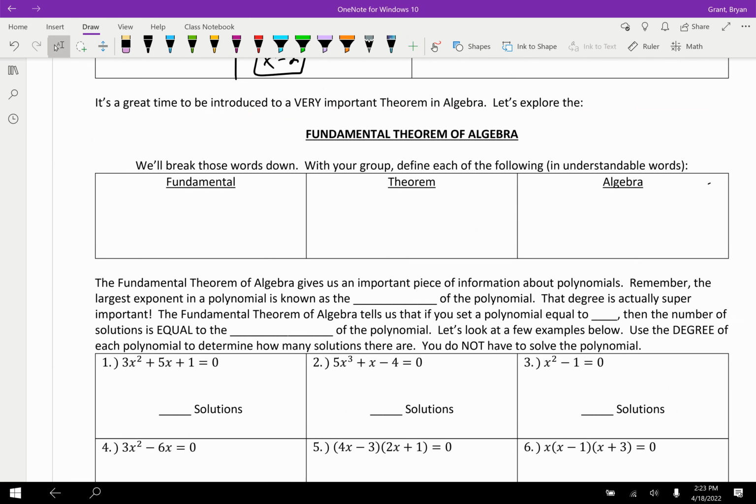We're going to explore the fundamental theorem of algebra. Now, having taught this a few times in the past, I realize that out of the 4 words here, fundamental theorem of algebra, my students are very familiar with the word of and a little less familiar with the other 3. So what I'd like you to do is to take a minute and quickly define these 3 words.